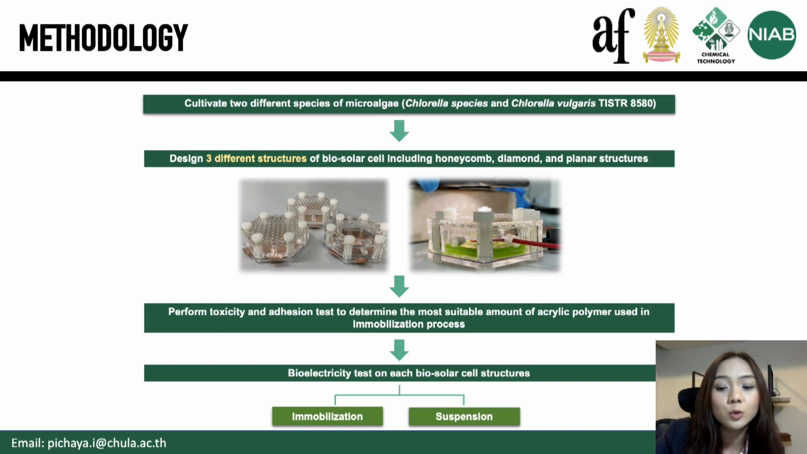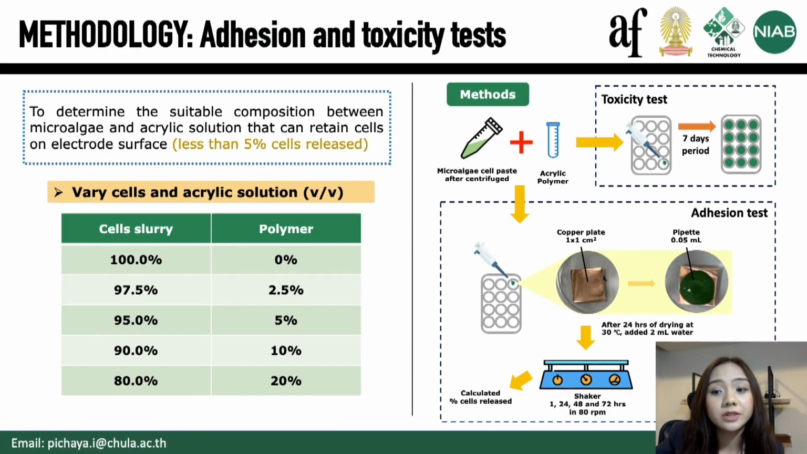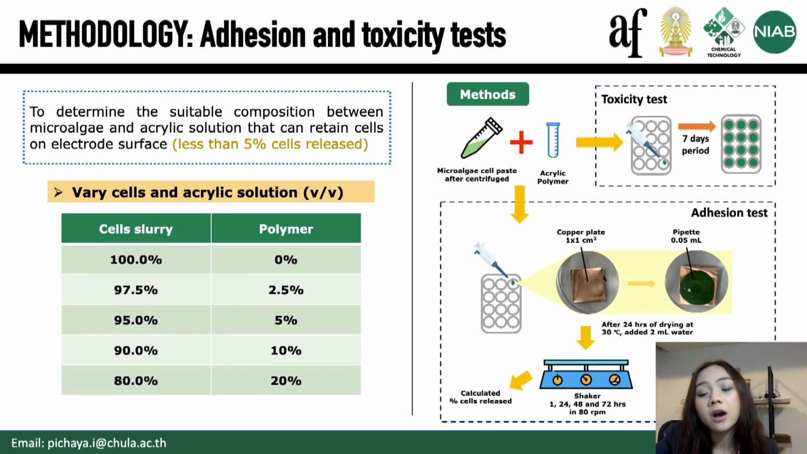And here we compare between two systems, the immobilization and the suspension. The purpose of the adhesion and toxicity tests was to find the level of non-toxic acrylic polymer amount and also enough affinity for the cells to bind onto the copper electrode. For the toxicity, we exposed the cells to different formulated ratios between cells and acrylic for a 7-day period and checked whether the cells grow or not. For the adhesion test, we dried the cells and acrylic formulations onto the copper electrode and put the samples onto the shaker at 80 rpm to investigate how many cells were released from the electrode into the water after 72 hours.